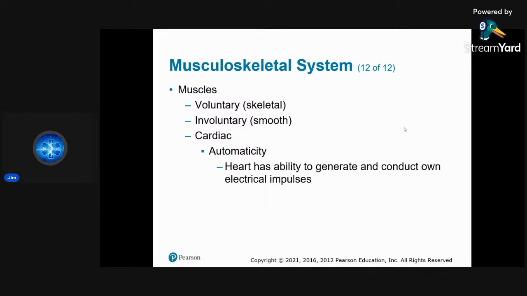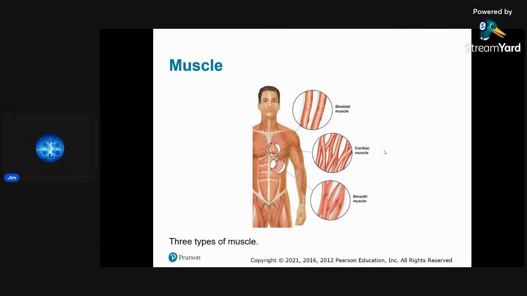We'll talk about it later, but in your blood vessels, there's a layer of smooth muscle that helps them contract or dilate. We have no control over that. And then cardiac muscle, and it has automaticity, which means the heart's ability to generate and conduct its own electrical impulse. Without this, it wouldn't work and we wouldn't be here. Three types of muscle.